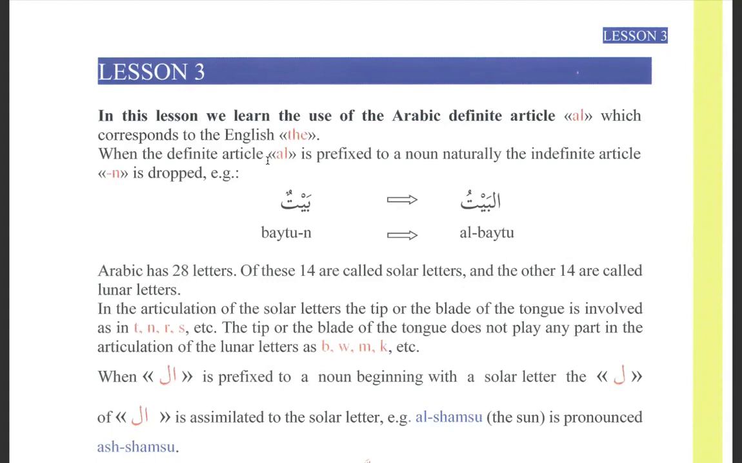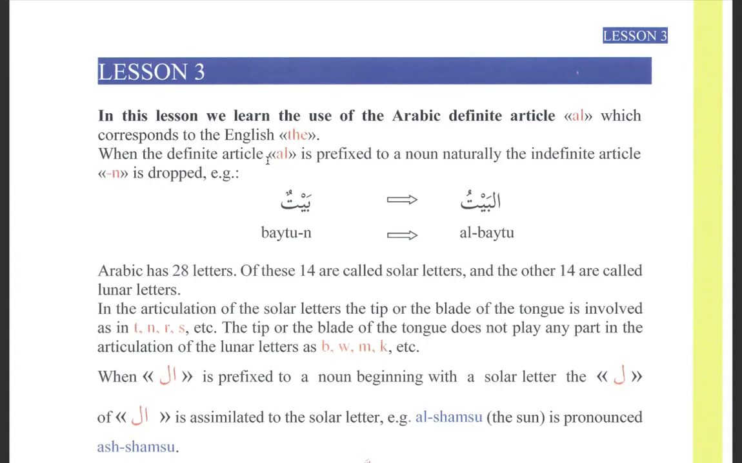When the definite article al is prefixed to a noun, naturally the indefinite article noon, yani the tanween, is dropped. So for example, baytun, al-baytu. So what dropped off here? The extra dhamma. Now it's no longer a dual dhamma, it's a single dhamma. Al-baytu. Remember we said that alif lam and the tanween cannot come together. You cannot put them together, so you have to drop off the tanween and make it singular.